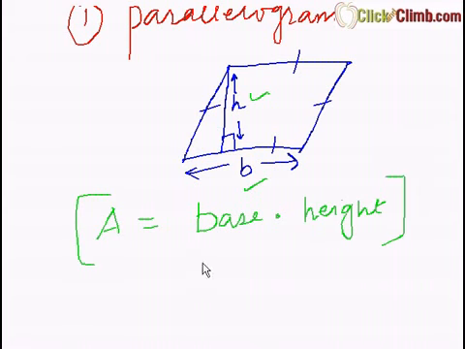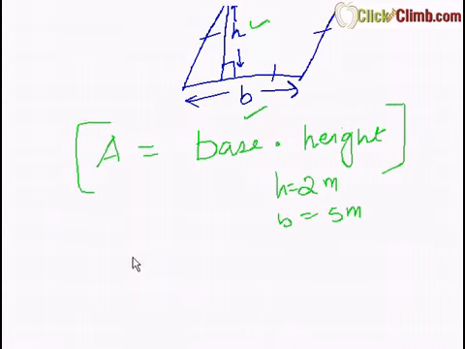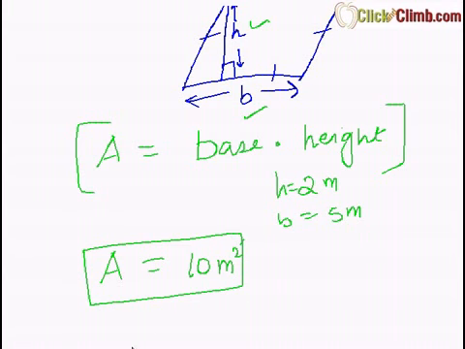Suppose we have a parallelogram and the height is given as 2 meters and the base is given as 5 meters. We can find the area by using this particular formula, that is base times height. That is 5 times 2, that will be 10 meters square, the area of this parallelogram.